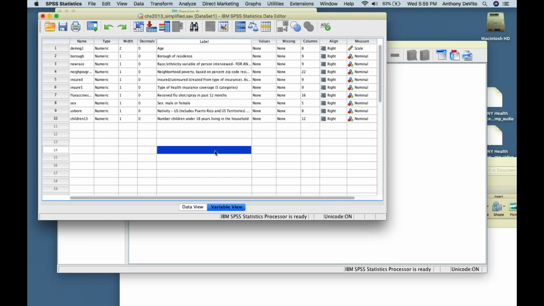Okay, so I'll wait for you guys to catch up on that. I'm sorry? Oh, just click into it, right into the label. Just double click into it, and it should let you edit it. If you just click once, it highlights it. If you click the second time, it should let you edit it. Okay, borough of residence.